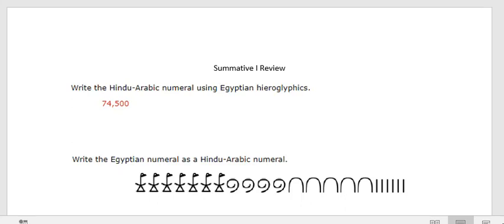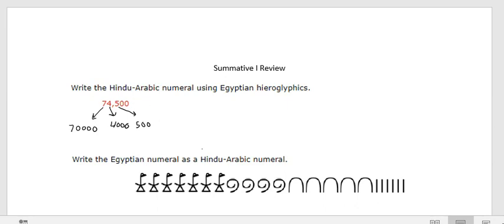Math 1332, Summative 1 review. First question, write the Hindu Arabic numeral using Egyptian hieroglyphics. So here, this number here represents 70,000. This one represents 4,000. This is 500. So we want to look at the symbols.